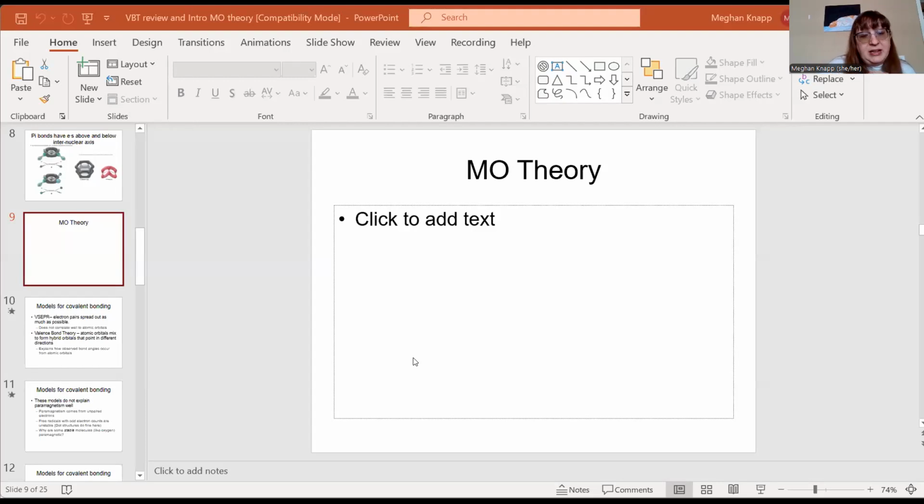All right, so let's take a look briefly at molecular orbital theory. Now, this is not going to be on the exam, but we do need to keep moving forward. We've got a lot of stuff to cover this semester.